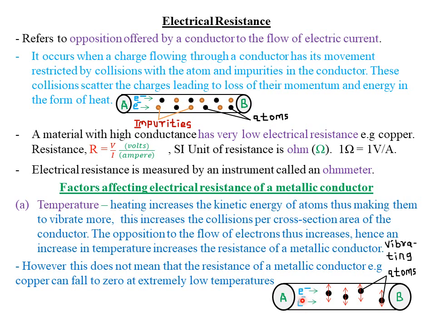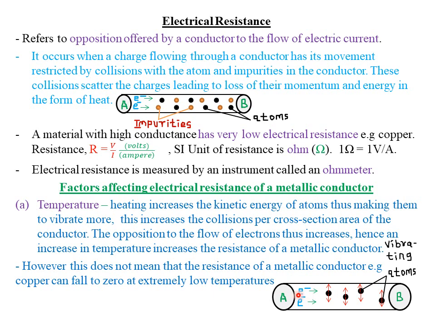And if electrons are blocked, it means the charges won't flow from point A to point B, hence increasing the resistance of that particular material. However, this does not mean that the resistance of a metallic conductor, for example copper, can fall to zero at extremely low temperature. When the temperature increases, the kinetic energy of the molecules or atoms will increase, hence making them vibrate. As the molecules vibrate, they block the path of the electrons.